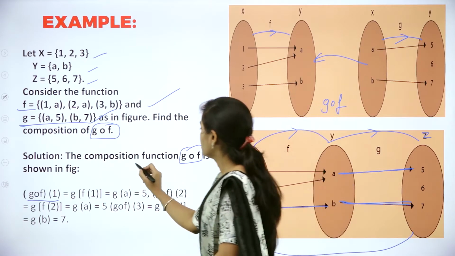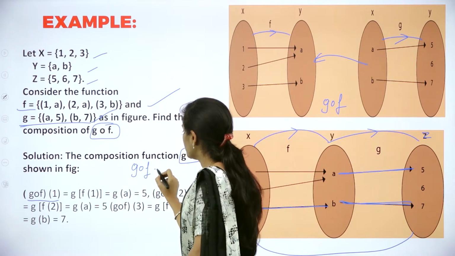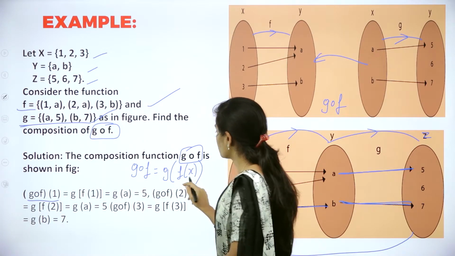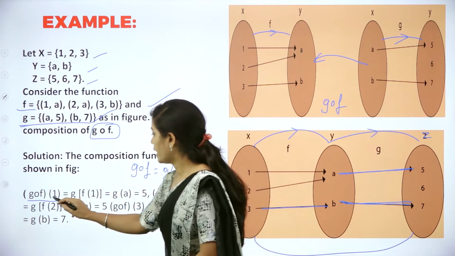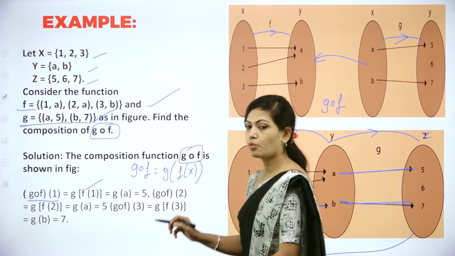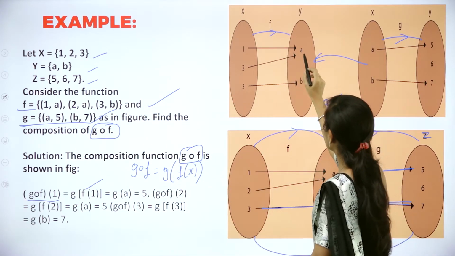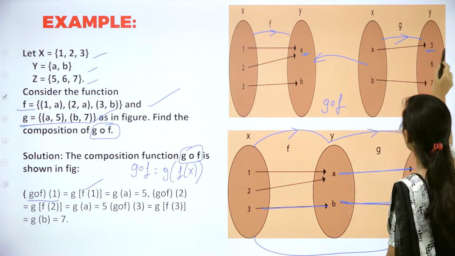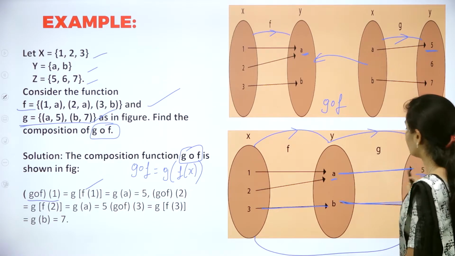So we can write, so what is g of f? G of f is equal to g of f of x. So in place of f of x, I have f of 1. So what is f of 1? F of 1 is equal to a. So g of a is equal to 5.